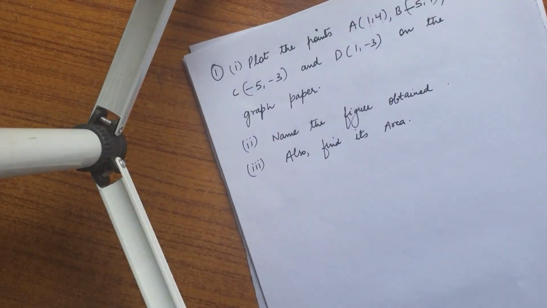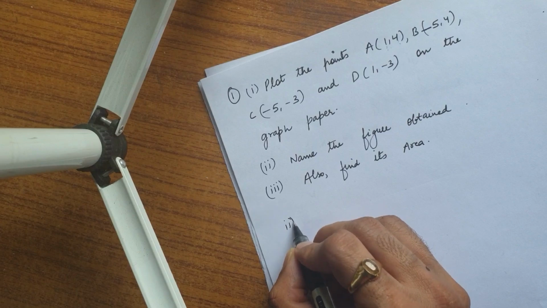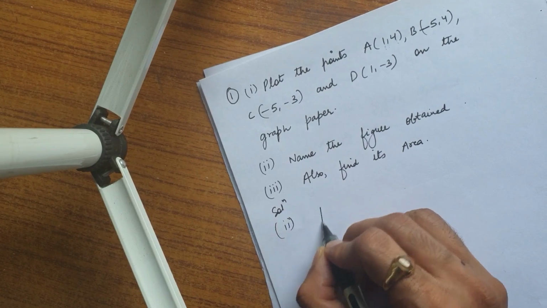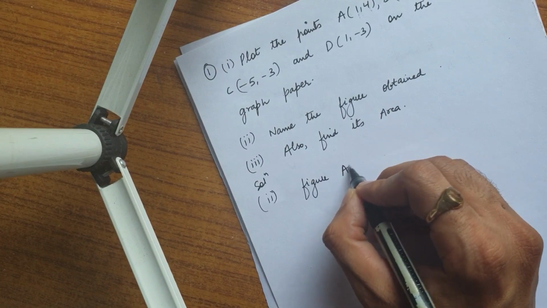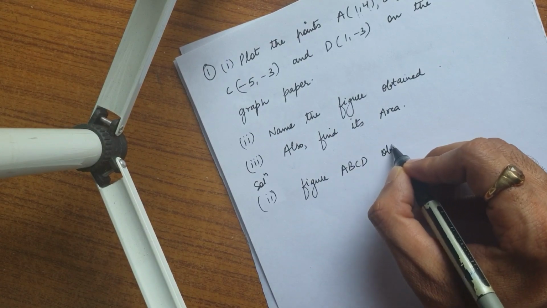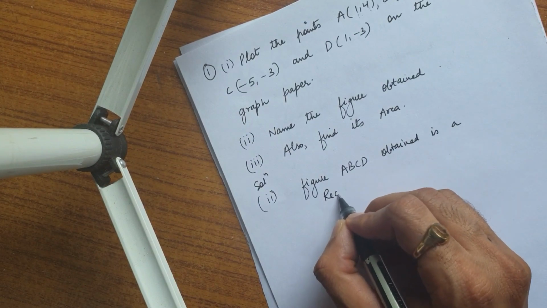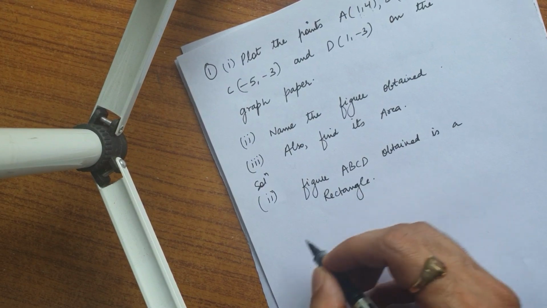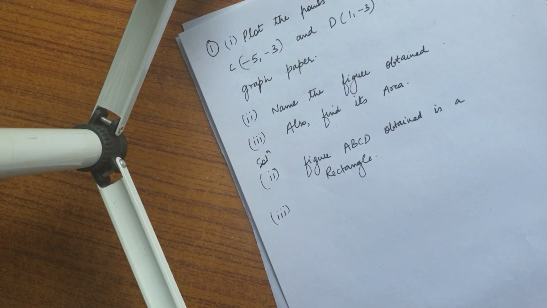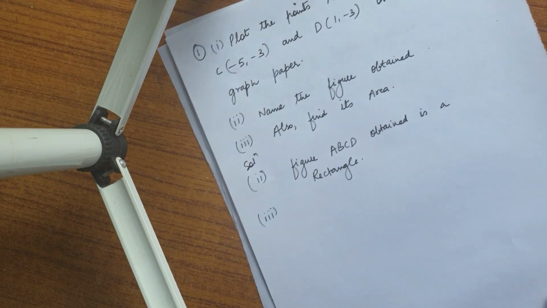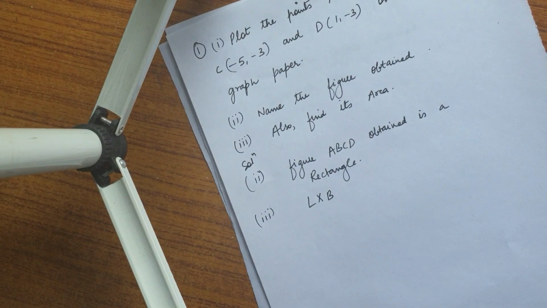Okay, so what we will write, second solution: the figure ABCD obtained is a rectangle. Okay, then third, we need to find its area. So what is the area of a rectangle? Area of a rectangle is length into breadth.